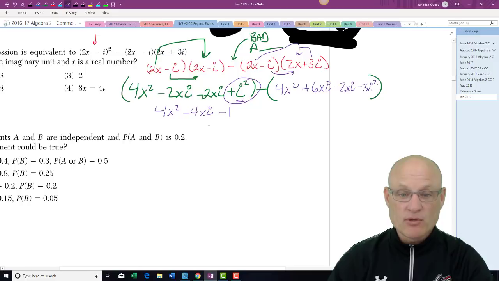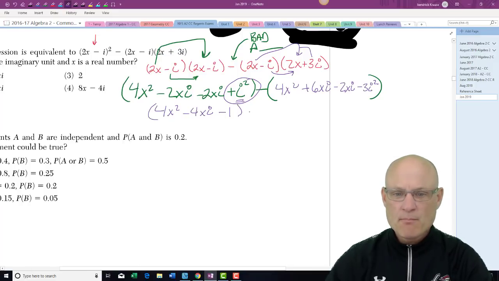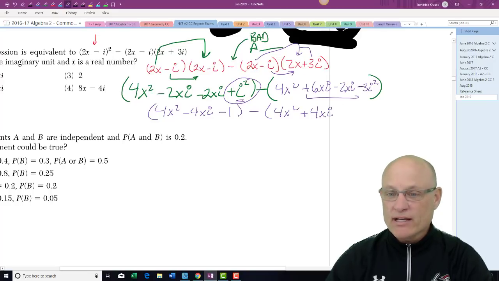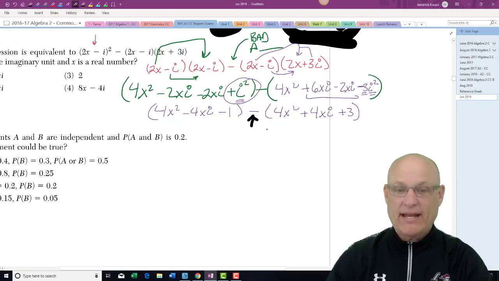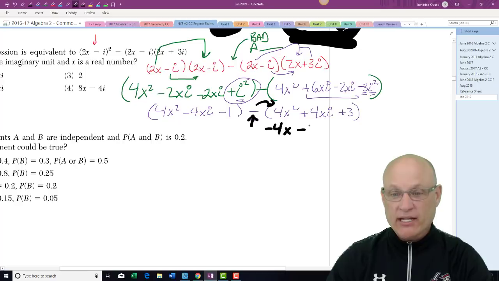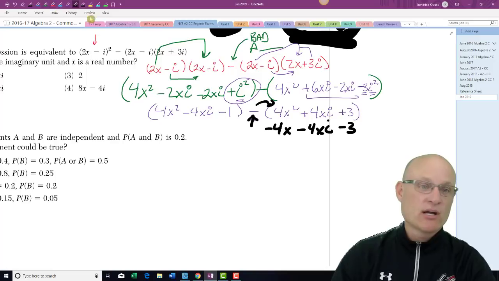So I'm going to keep cleaning this up. Minus 4x squared. These two combined give me plus 4xi. Now, we got to be careful. We got minus 3 times -1, so that's plus 3. Now is where this negative, this bad, this badass negative, comes in. Because now you got to distribute it. It becomes -4x squared, -4xi, and -3.